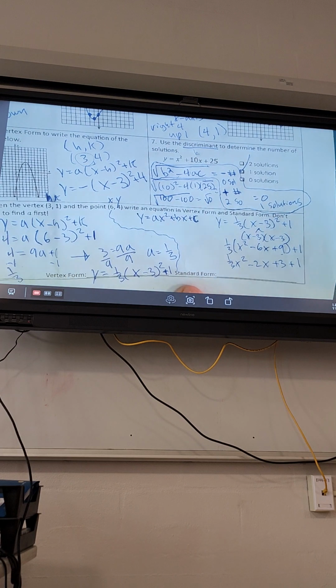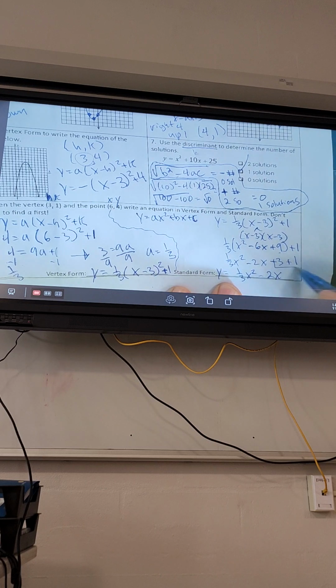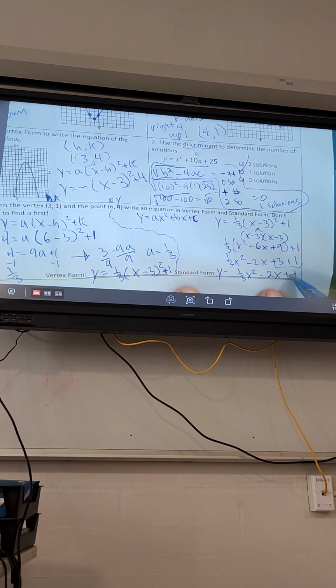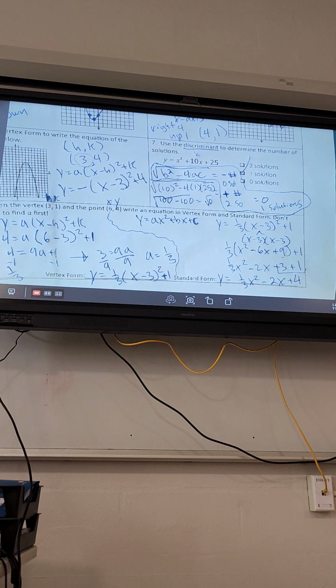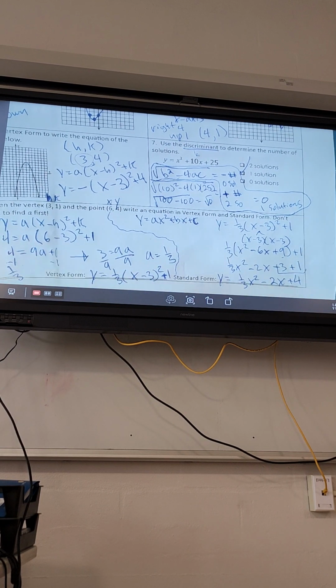So your final answer is going to be 1/3 x squared minus 2x. Then combine these two like terms at the end, plus 4. Crazy, right? That this and this are the exact same equation. They hardly look alike, right? But they are.